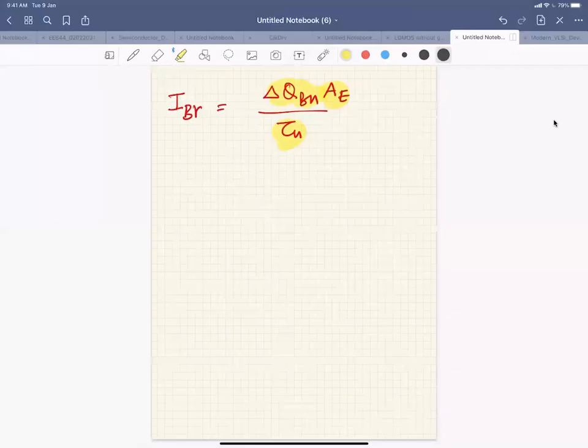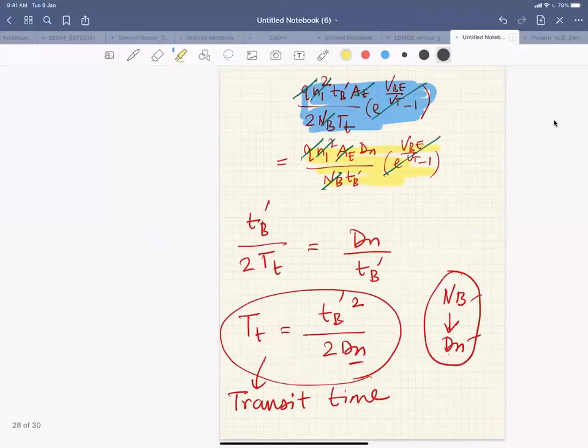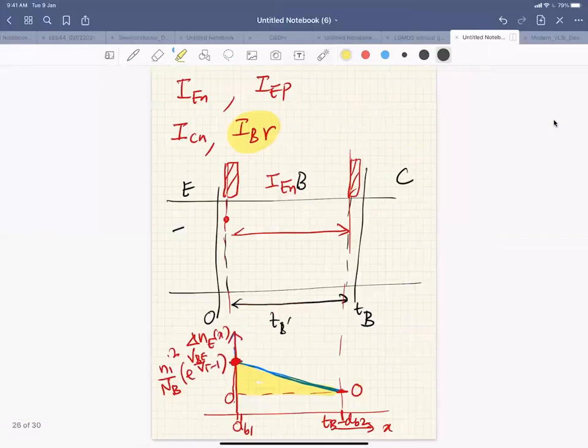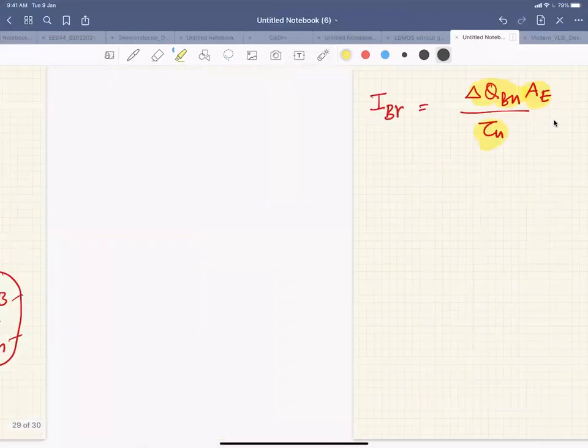So here you see, listen. Here, why we are multiplying with AE means we are trying to calculate the base recombination current. So the area of the base should be multiplied. Again, what is the area of the base? So okay, let me do that, right.